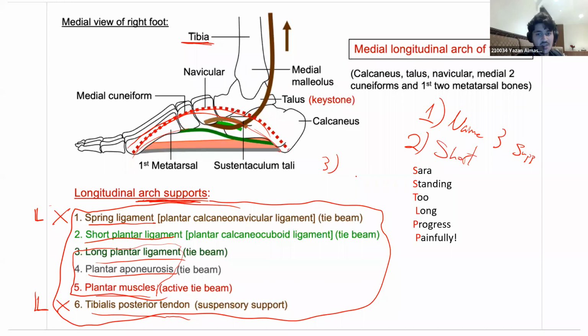Okay. So what is this mnemonic? It's just you're telling Sarah that she's standing for too long. For people who have flat foot, if you're standing too long, what does it mean?